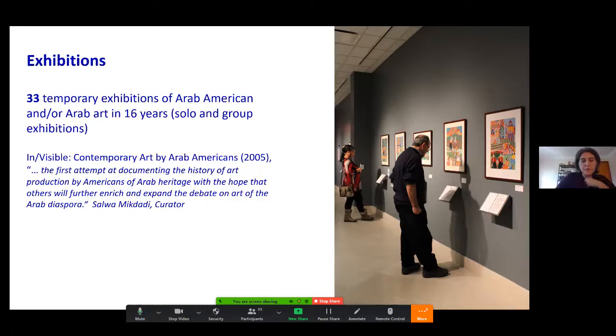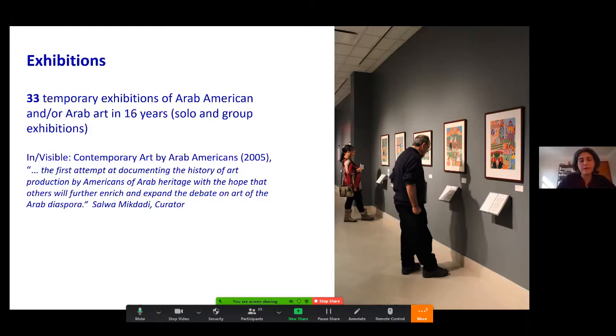The first one was held in 2005, so very soon after the museum opened, and it might have even coincided with the opening of the museum, I'm not entirely sure. It was called Invisible: Contemporary Art by Arab Americans. And the curator was Salwa Miqdadi. She's currently based in Abu Dhabi, but is an Arab American curator, and has been very much involved in the Arab American art scene for decades.